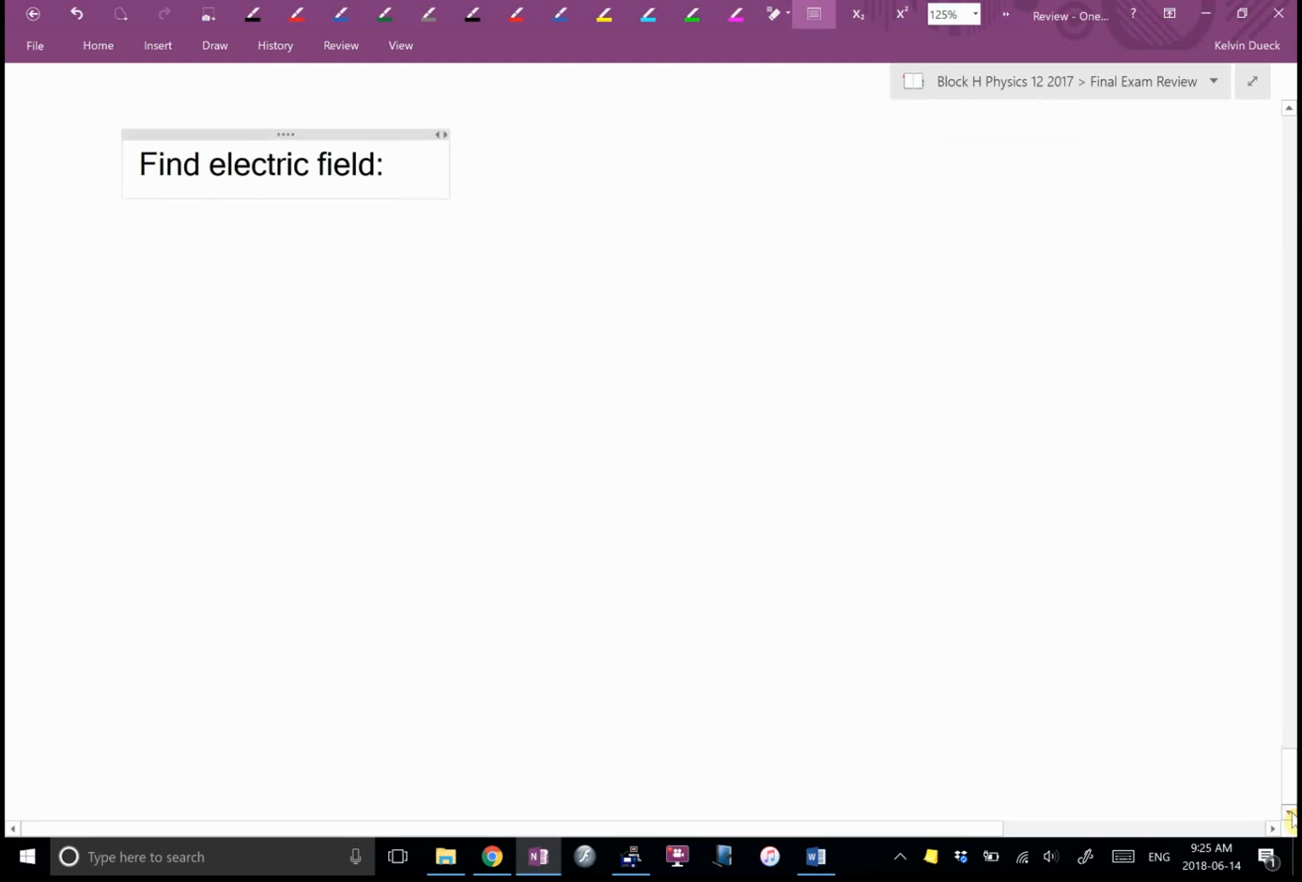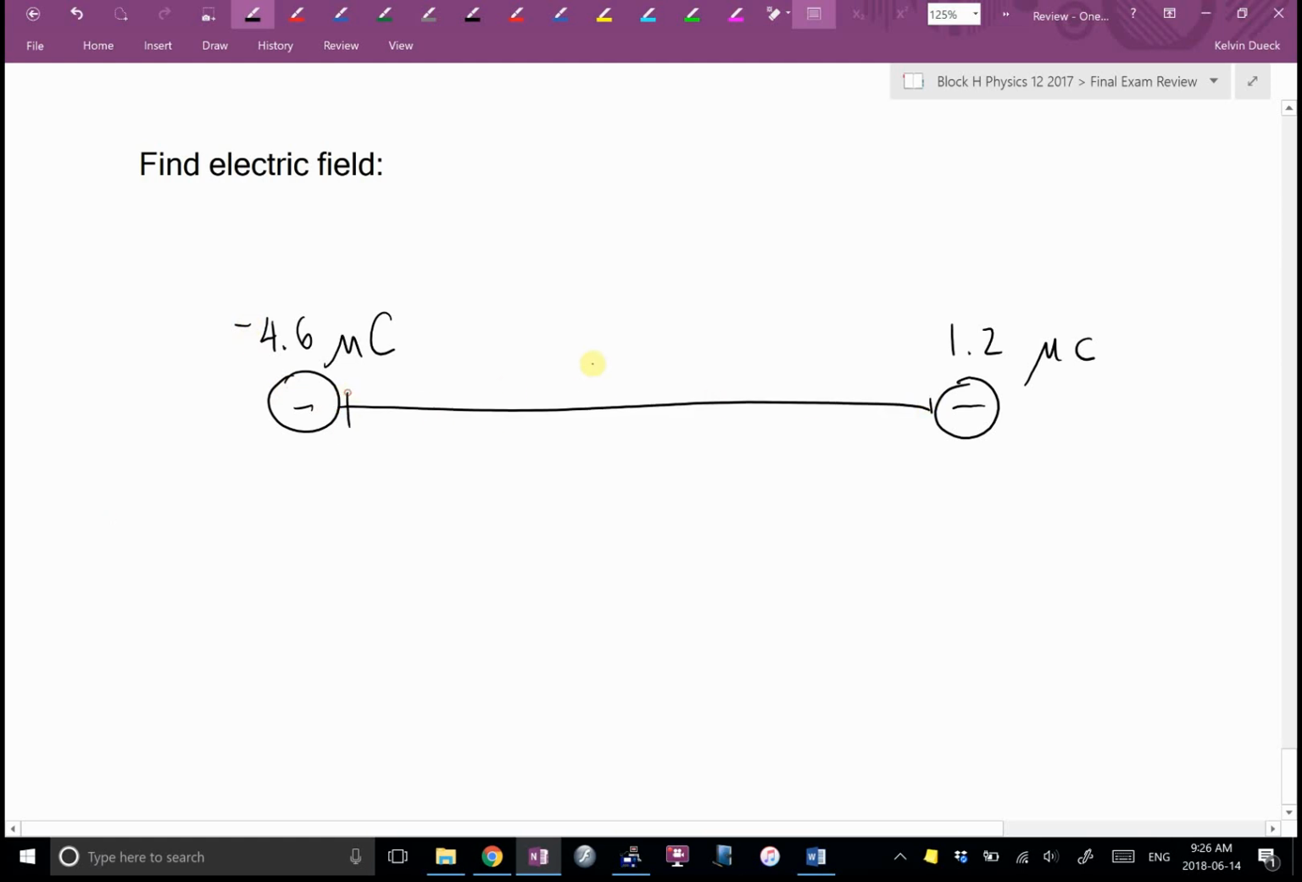Questions you might see. Find electric field. 4.6 microcoulombs, negative 1.2 microcoulombs. Better yet, let's make both of them negative. Let's have some fun. And let's make this distance 2.4 meters, and let's put a little location right there, x, and let's call that 0.8 meters. Find the electric field at location x.